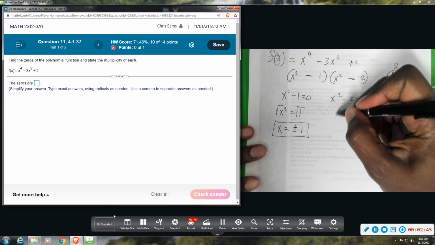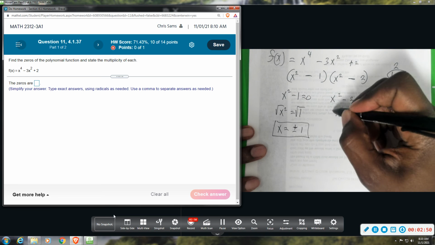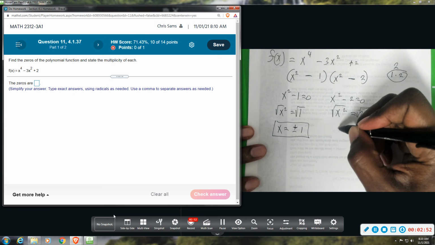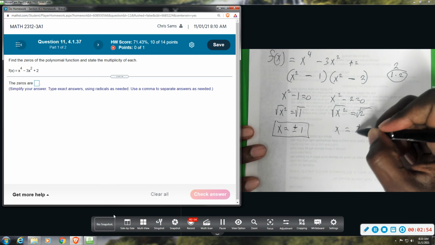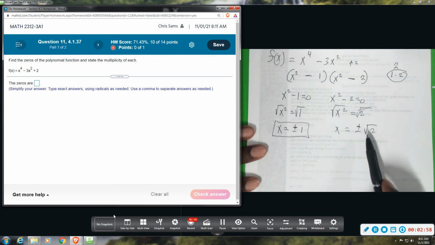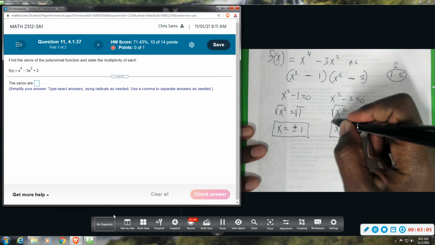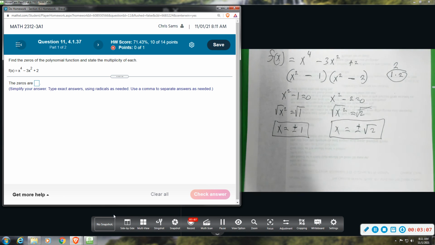On this side, we get x squared equals 2 when we add 2. And then when we square root both sides here, we get x equals positive or negative square root of 2. So 2 is not a perfect square, so we leave it under the square root, and we get two answers here, positive square root of 2 or negative square root of 2.